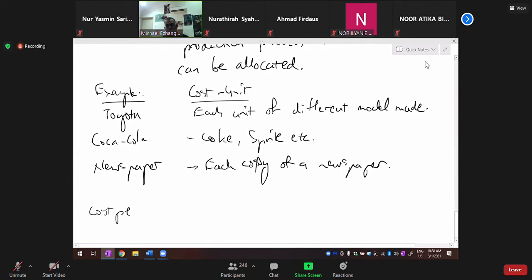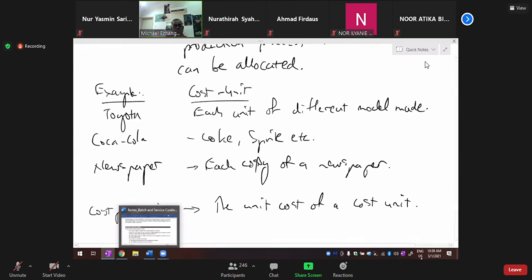When you say cost per unit, the unit cost of a cost unit. I know it sounds really confusing. The unit cost of a cost unit, right? It sounds really confusing, but don't be confused, all right? Again, I repeat, cost unit, what's the output? Cost per unit, each output, how much does it cost? Simple English, all right? So the unit cost of a cost unit. I really hope I'm not confusing. Have you got that?